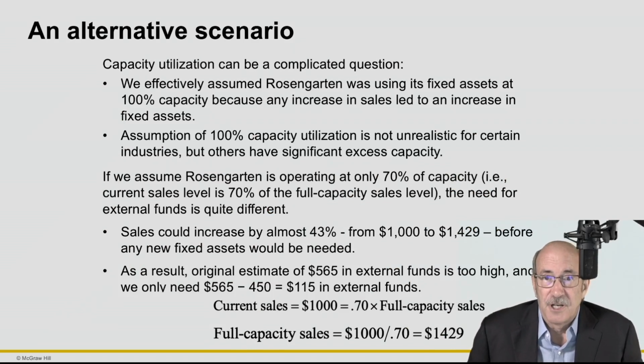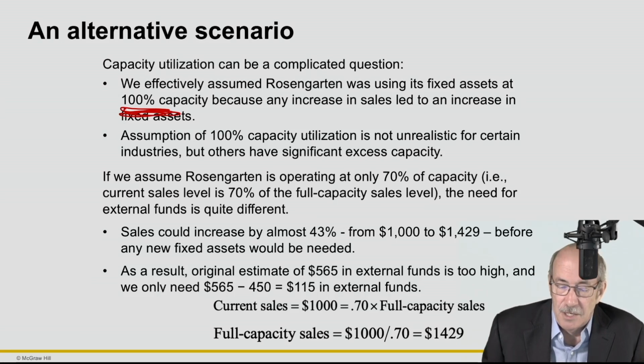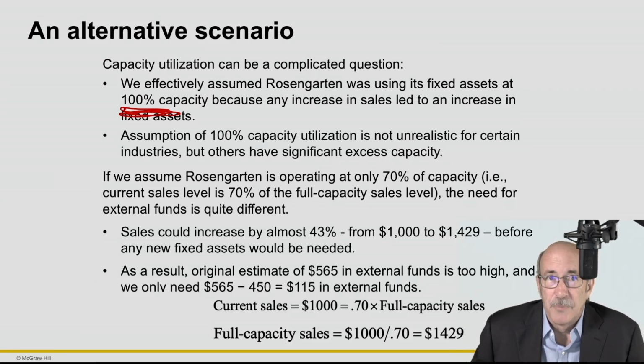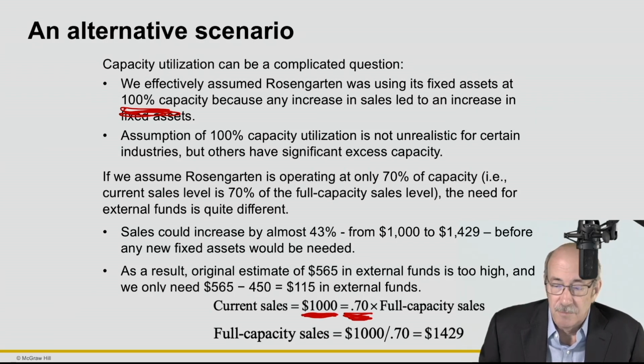An alternative scenario, I already mentioned this, but this makes the assumption that we're at 100% capacity. And if we aren't, then maybe we can expand without increasing fixed assets, which will reduce our external financing need. I'll leave this for you to walk through yourselves, but basically that's all that's happening on this slide. If we assume that we're at 70% capacity and we're currently selling $1,000 worth of items, what's full capacity sales? Well, it's simply 1,000 divided by 0.7, or 1429.